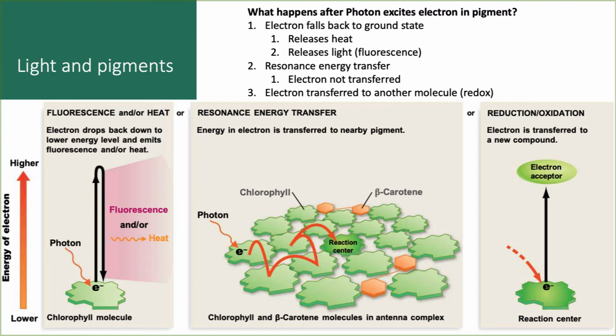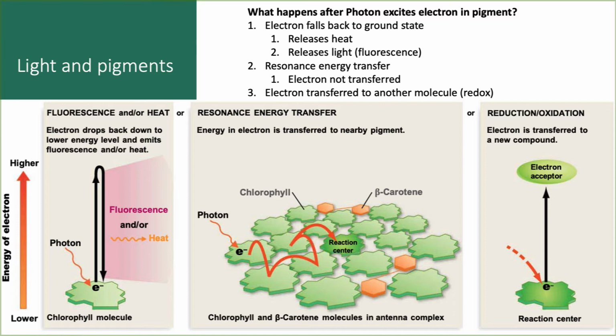So let's look at what happens when a photon excites an electron and moves it up to an excited state in a pigment molecule. The first possible outcome of this is that the electron simply falls back down to its ground state. When it does this, it may release heat or it may release light, possibly at a different wavelength. This is what we see as fluorescence. Another possible outcome is that the energy is transferred to nearby molecules through a process known as resonance energy transfer.